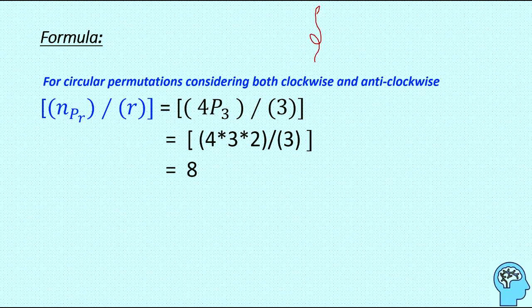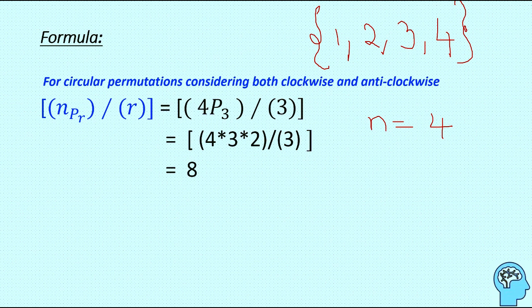Let's count the number of circular permutations for the same set using the formula. This is the given set, and we are asked to calculate the number of circular permutations taken 3 at a time. The total number of digits n is equal to 4. This is the total number of digits in the given set. And from this, we are asked to take 3 at a time. So r is equal to 3.